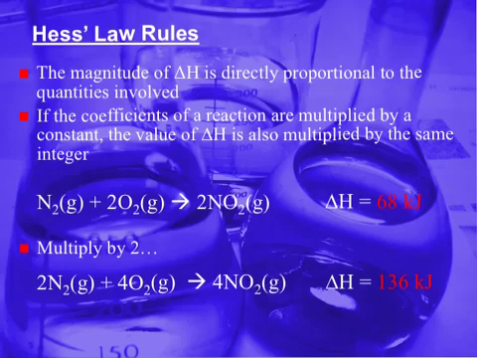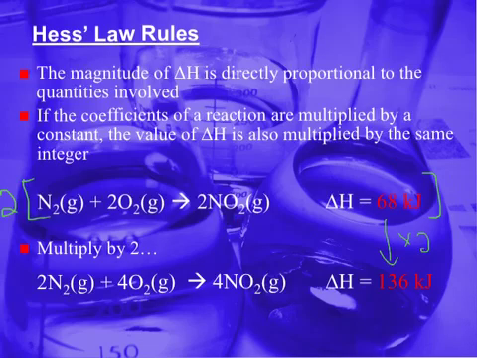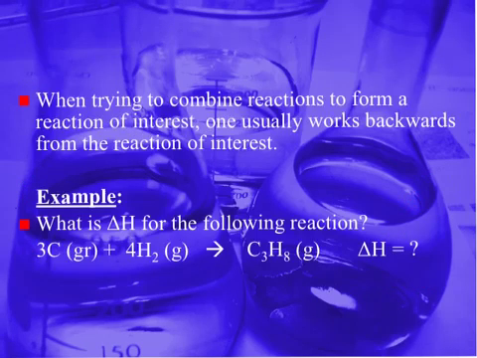So here, if we double our original equation by 2, we multiply everything by 2, we now have 2 moles of nitrogen gas reacting with 2 times 2 moles, or 4 moles of oxygen, leaving you with 2 times 2 moles of NO2, or 4 moles of NO2. And you'll notice here that the enthalpy has also been multiplied by the constant factor of 2. So now we know the rules, let's look at an example.